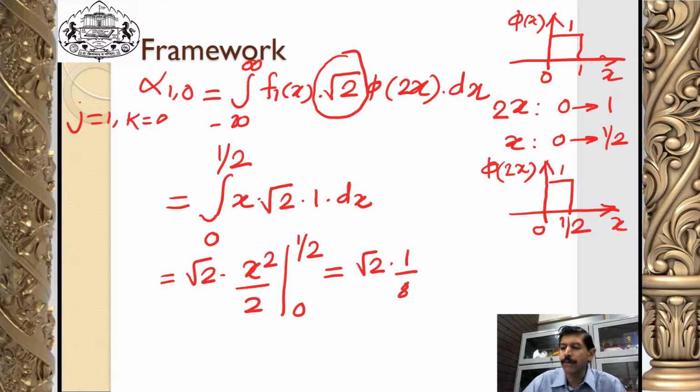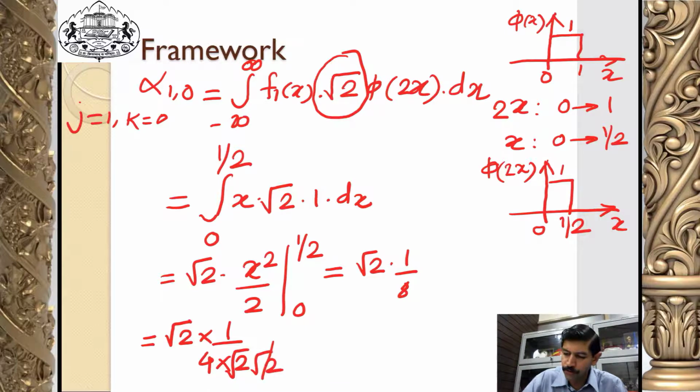So root 2 upon 1 by 8. But we can also write down root 2 into 1 by 8 in a slightly different way. So it will be root 2 into 1 upon 4 into 2. And now this 2 can also be written as root 2 into root 2. So one root 2 gets cancelled out, and the same root 2 upon 1 by 8 can be written as 1 upon 4 root 2. You will understand the reason behind this very soon.